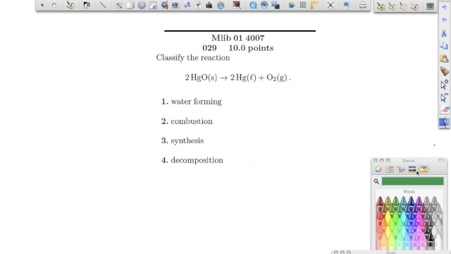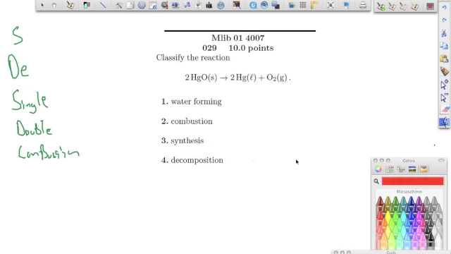Okay, moving on to number 29. It says classify the reaction. Now the reactions that we have: we have a synthesis reaction, we have a decomposition reaction, we have a single replacement reaction, we have a double replacement reaction, and we have a combustion.